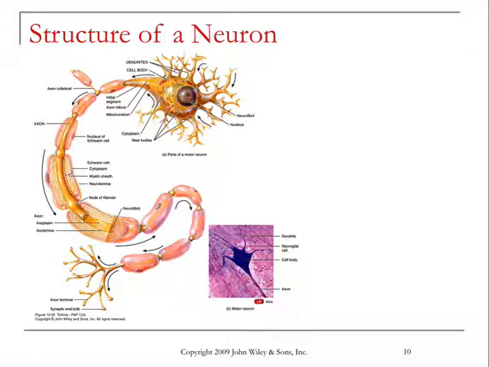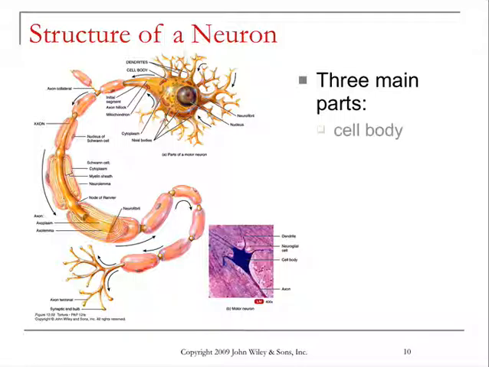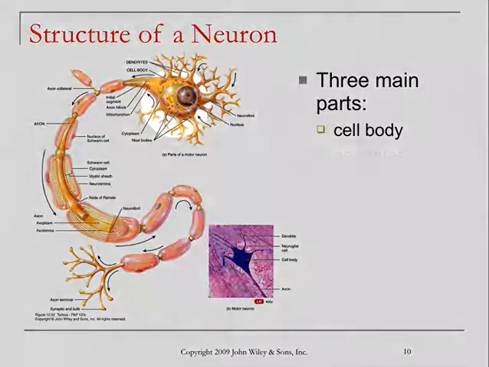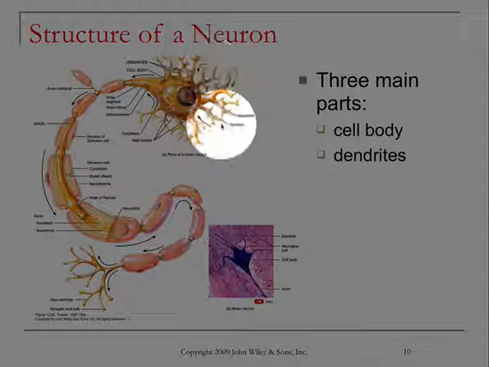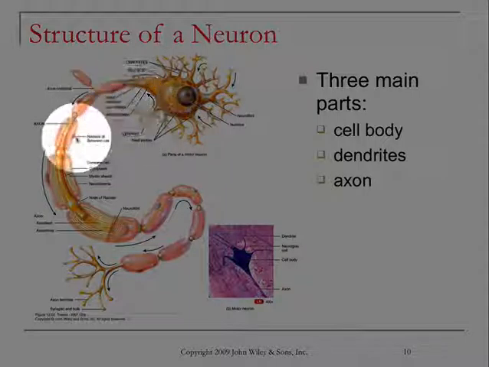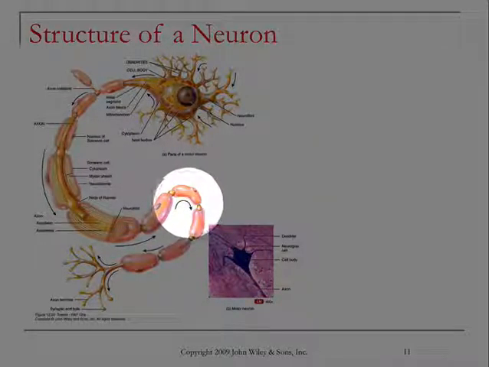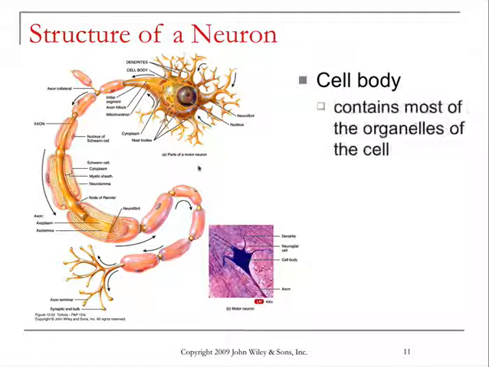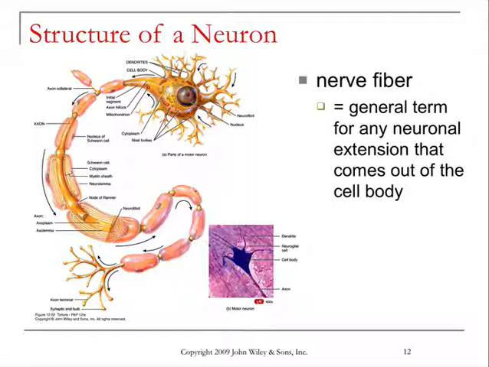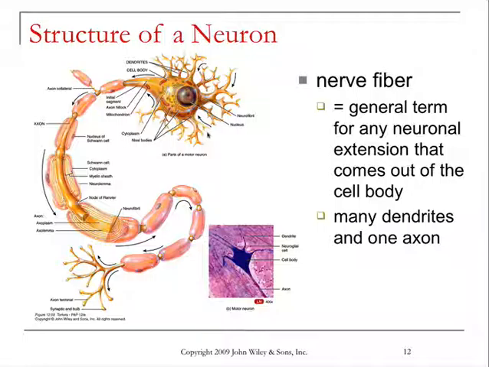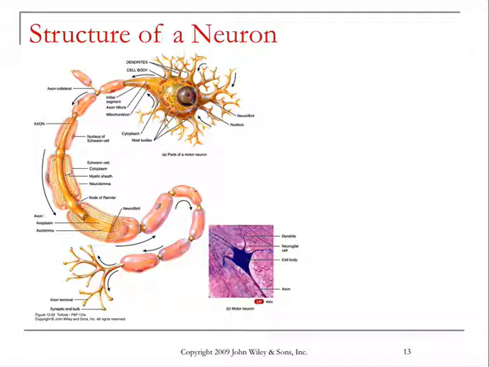Let's now take a look at the structure of a neuron. There are three main parts to a neuron: the cell body, the dendrites, and the axon. The cell body contains most of the organelles of the cell. The word nerve fiber refers to any neuronal extension that comes out of the cell body, and this would include the many dendrites and the one axon of a neuron.